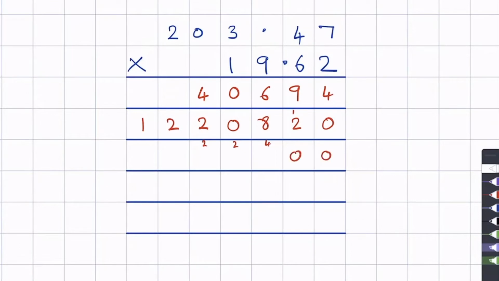9 7s are 63, carry the 6. 9 4s are 36, add the 6, gives us 42. 9 3s are 27, add the 4, gives me 31. 9 zeros are 0, add the 3, and 9 2s are 18. Then I move to the 1. Now this time I have to add 3 zeros before I even start. So 1 times 7, 1 times 4, 1 times 3, 1 times 0, 1 times 2.